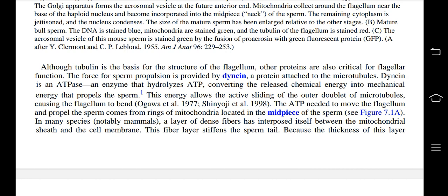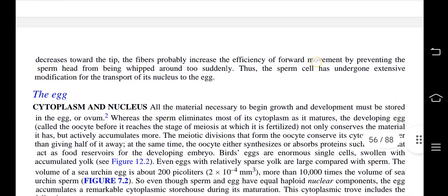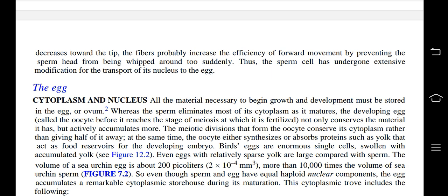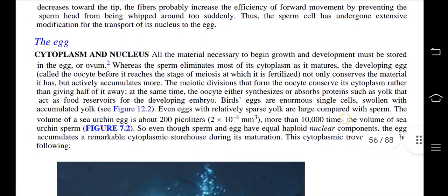So the ATP needed to move the flagellum and propel the sperm comes from rings of mitochondria located in the midpiece of the sperm. In many species, and notably mammals, a layer of dense fibers has interposed itself between the mitochondrial sheath and the cell membrane. This fiber layer stiffens the sperm tail, and the thickness of this layer decreases towards the tip. The fibers probably increase the efficiency of forward movement by preventing the sperm head from being whipped around too suddenly. Thus, the sperm cell has undergone extensive modifications for the transport of its nucleus to the egg.